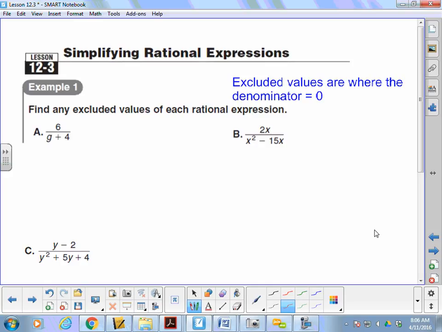So take your calculator and put this first expression, 6 over x plus 4, put that in your y equals and graph it. Make sure you hit zoom 6.